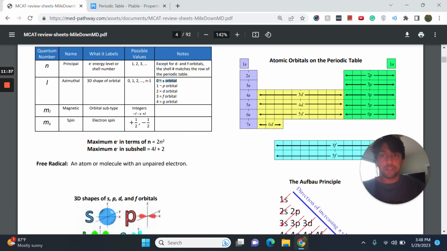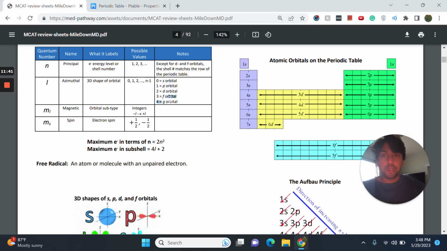You should know that the possible values are between 0 and n minus 1. 0 refers to s orbital, 1 p, 2 d, 3 f, 4 g. You never really deal with g orbitals in the case of the MCAT, but you can go up to an f orbital.